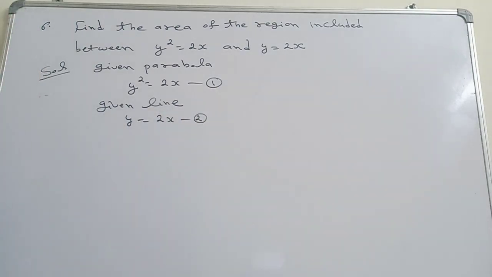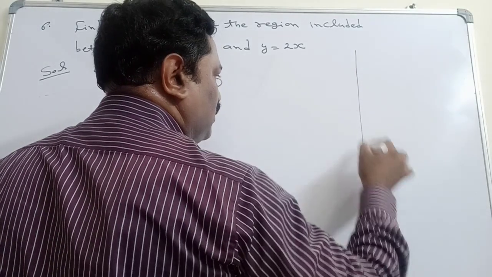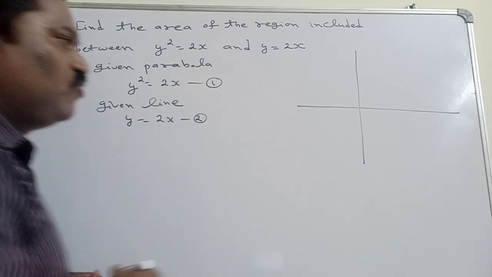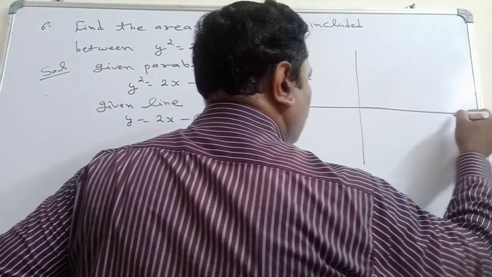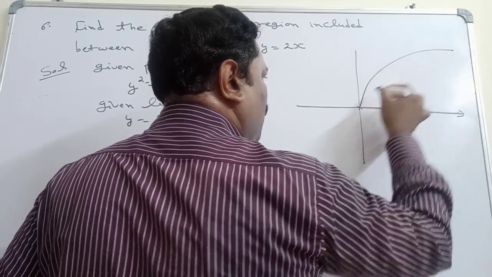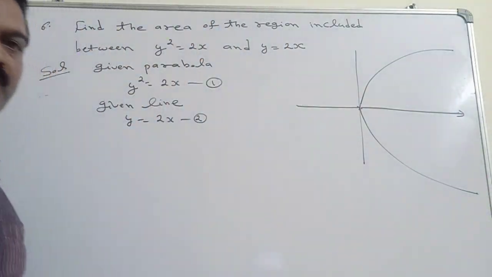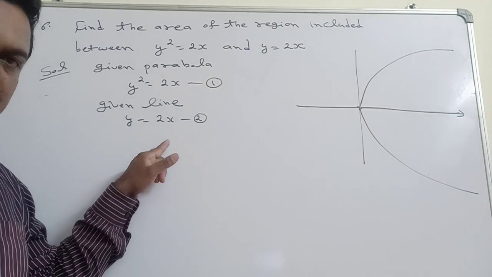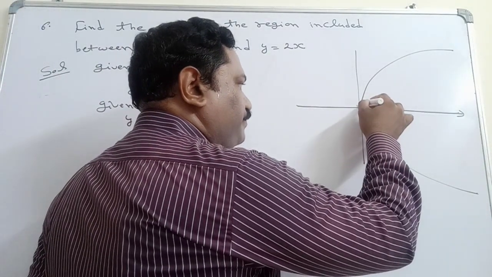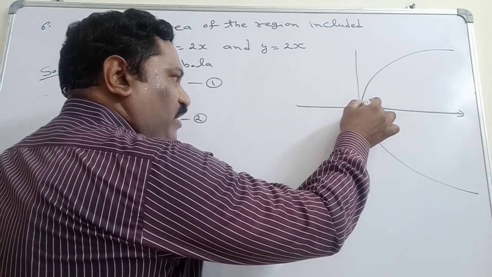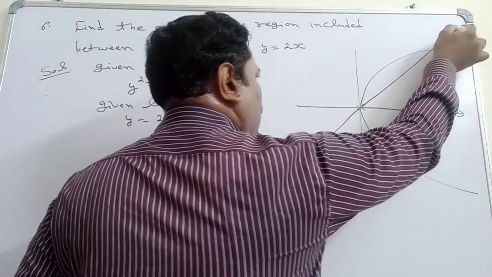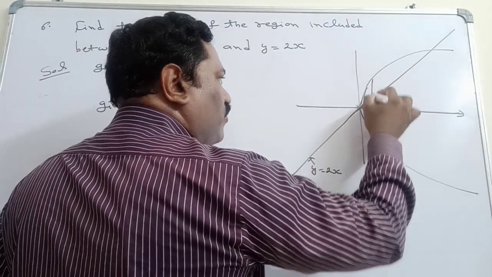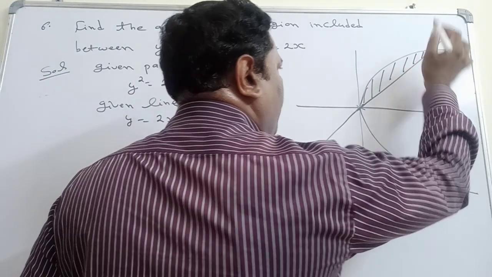Suppose we draw the graph between them. Y square is equal to 2x is in the form of y square is equal to 4ax, which means it represents a right open parabola whose axis is along the positive x-axis and the vertex is at 0, 0. So the graph of that curve is like this. And the line y is equal to 2x is in the form of y is equal to mx, which means it passes through the origin, and its slope is 2, so the line will be like this. This is the y is equal to 2x line. Now we have to find the area bounded between this curve and the given line. This is the area we have to find.